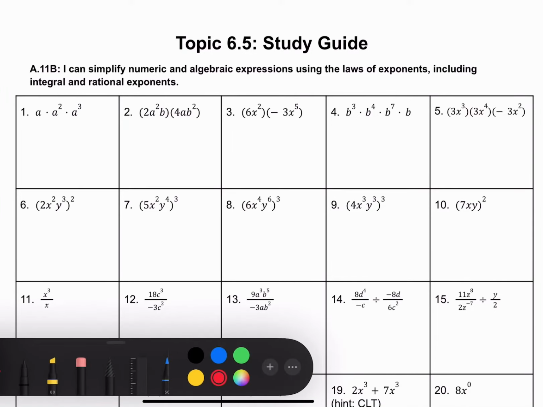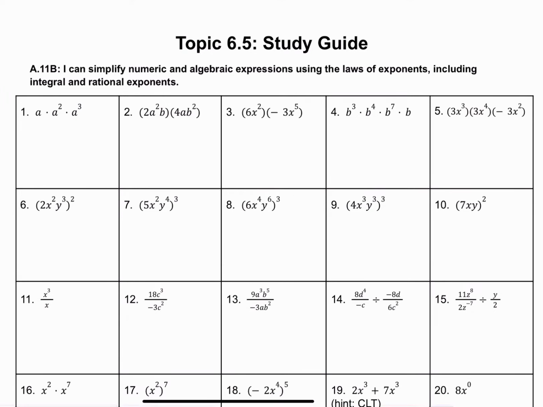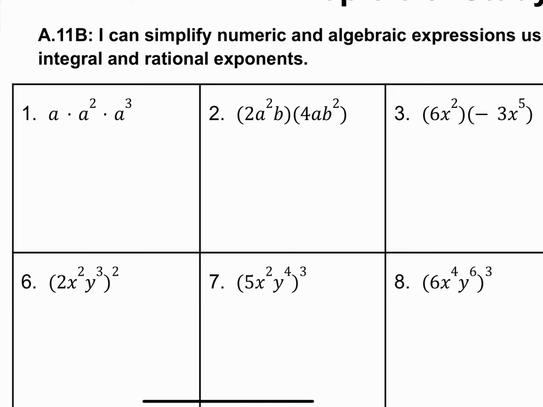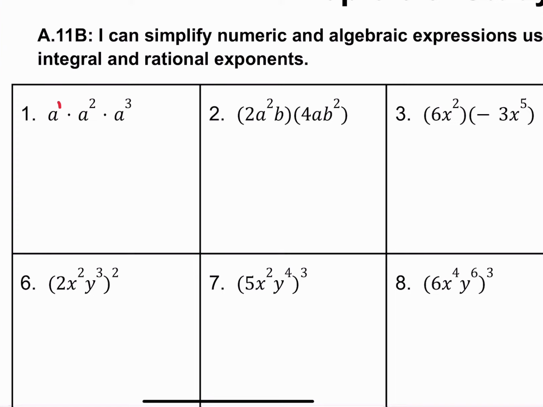Hi guys, I'm going to work on the first few problems with you so you can do the rest on your own. Number one, remember that the multiplication property would be just adding up all the exponents since we do have all the bases given. So 1 plus 2 plus 3, that would be 6. So this would just be a to the 6th power.